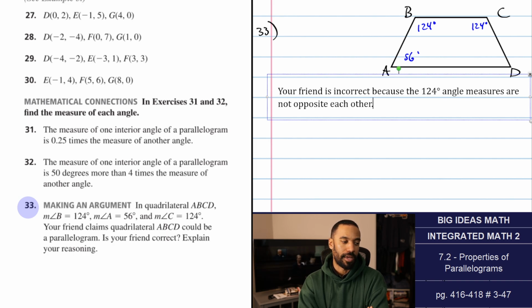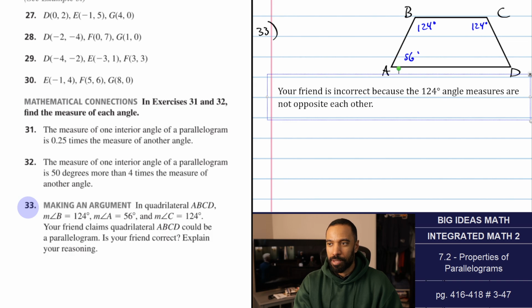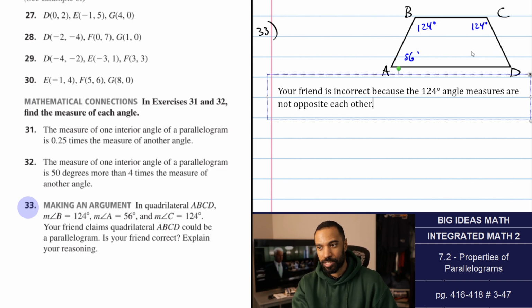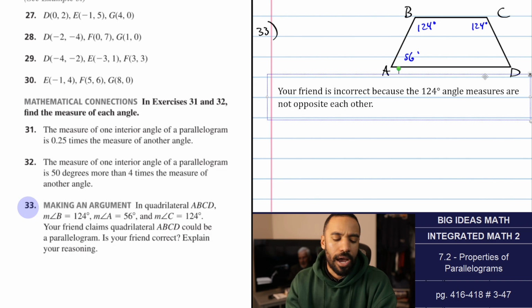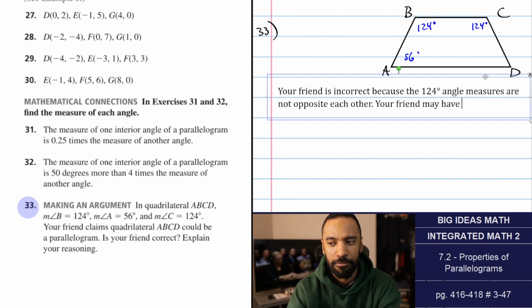So it's not, but even if they were opposite each other, you'd have to satisfy more things, which it does. The other things that it does satisfy are that A and B, they are supplementary to each other. 124 plus 56 is 180, so that would have worked. If this was 124 here, that would have then been 56. Now D is 56. This is what's known as an isosceles trapezoid. It's not a parallelogram.